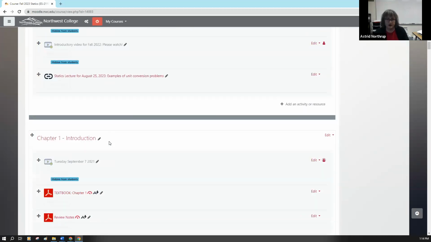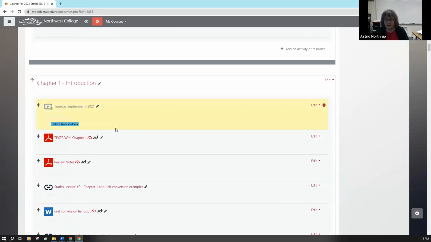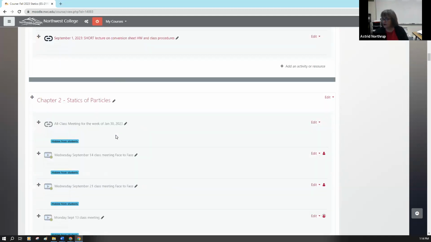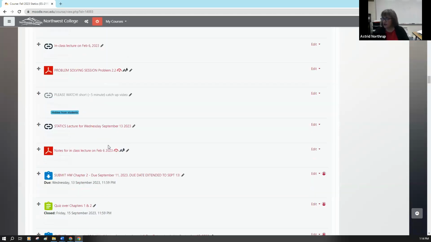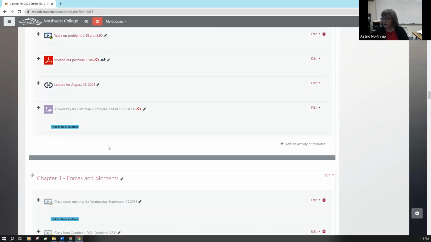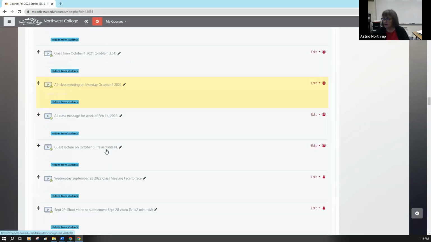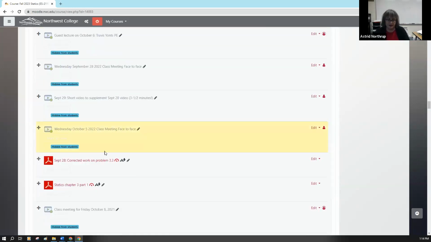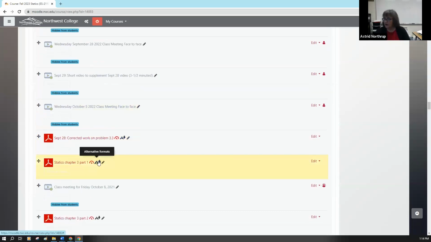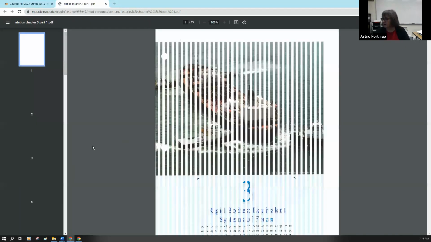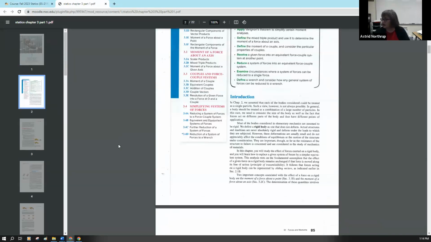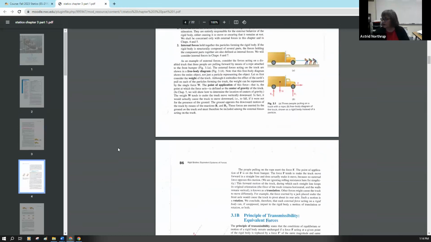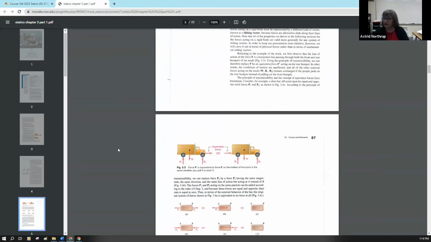So if you go down here further to lectures 12 and 13, you'll see that we are currently working in chapter 3. And in chapter 3, we get into a little bit more of the forces and moments and sort of the nuts and bolts of how to do systems of equations. And we start talking a little bit more about transmissibility and some other properties of vectors.